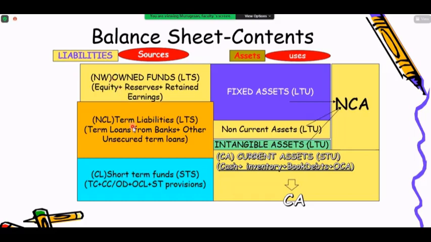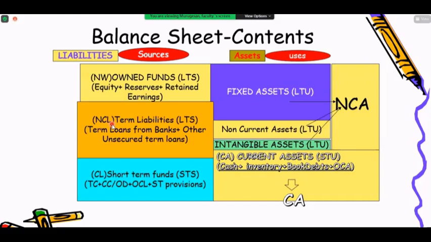The second segment is when they go to a bank or other financial institution and raise a long-term loan. Here the funds are coming from their own sources, and that is already recognized as a long-term source. Here the funds are again coming from external sources. This is internal funds. This is external funds. And again, this is classified as NCL from the balance sheet angle.